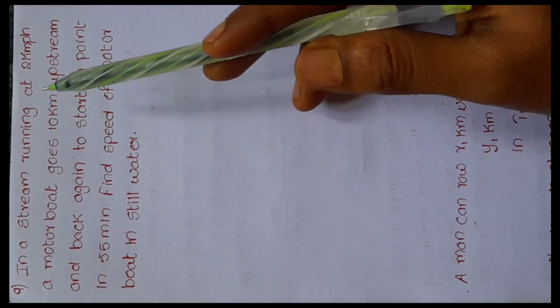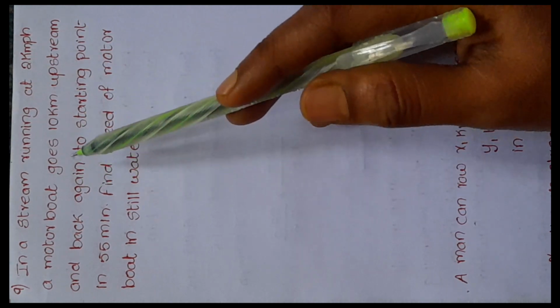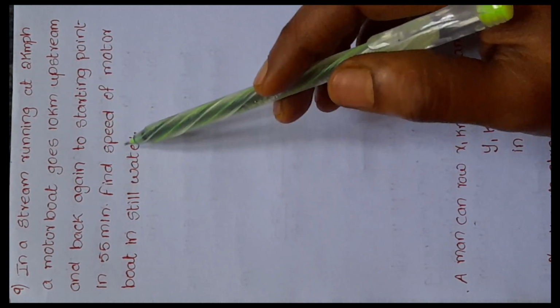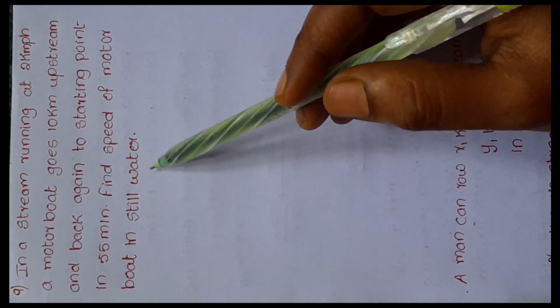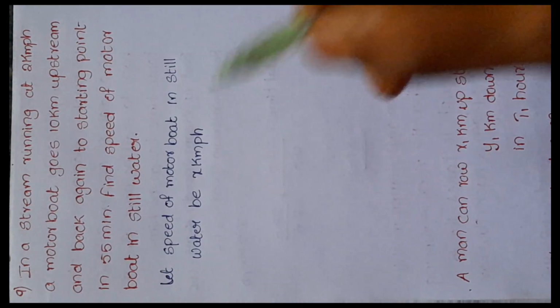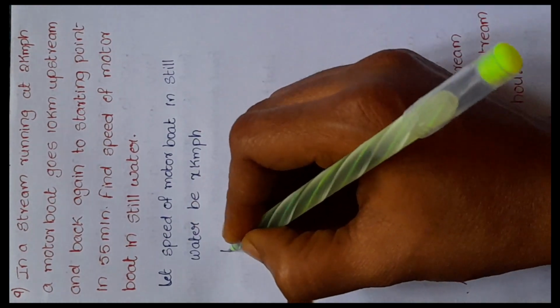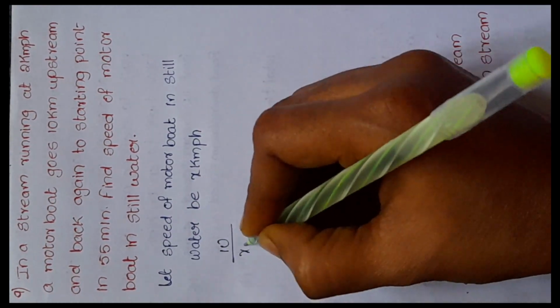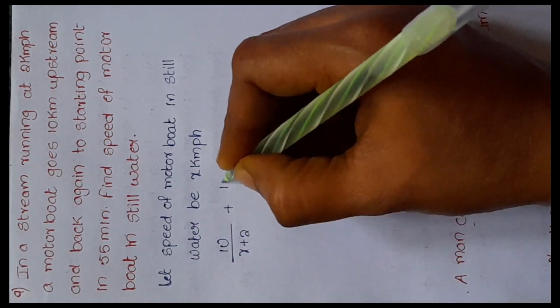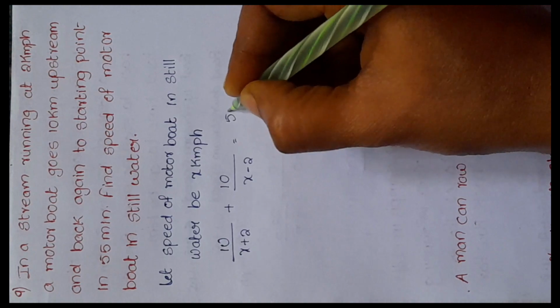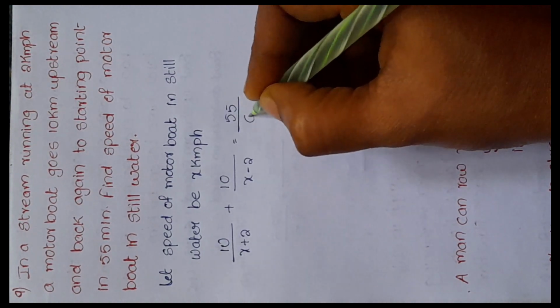9th question. In a stream running at 2 kilometers per hour, a motorboat goes 10 kilometers upstream and back again to the starting point in 55 minutes. Find the speed of the motorboat in still water. Let the speed of the motorboat in still water be x kilometers per hour. Now 10 by x plus 2 plus 10 by x minus 2 is equal to 55 minutes. Converting this into hours, divided by 60.